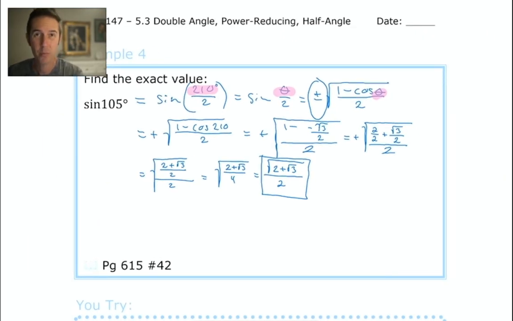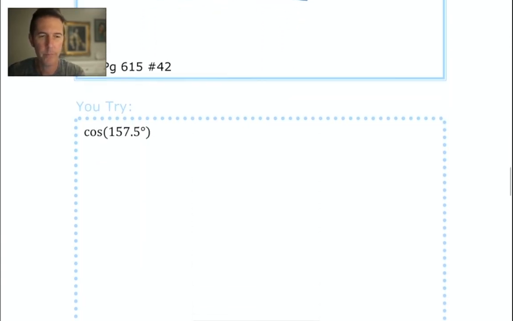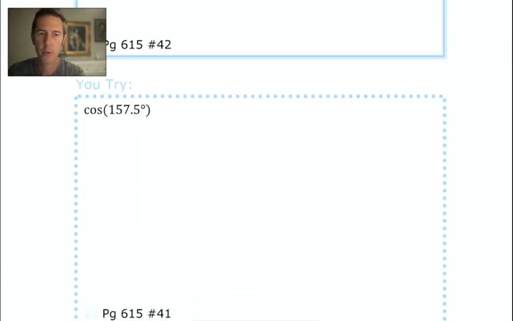And that was a weird problem. Square roots under square roots. So weird, in fact, that maybe we should do another one.